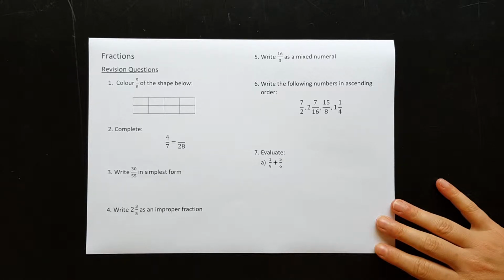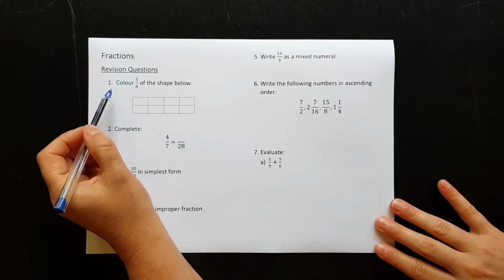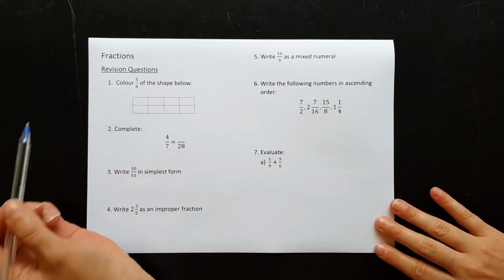Today we're going to be doing some revision questions on our fractions topic. So it's just a question or two from each of the lessons that we've been learning about on fractions. So you can download these worksheets from my website, and print them off and try all these questions on your own, and then you can watch my video to see the answers, to see how you've done. Or if you feel like you need the extra help, you can just work along with me as I go through them now. Okay, so for question number 1, it says colour 5/8 of the shape below.